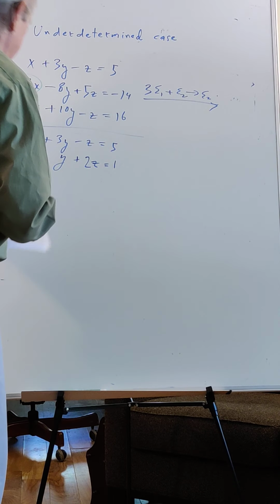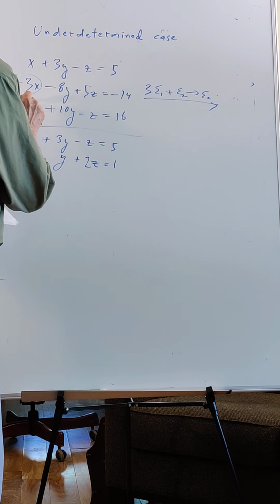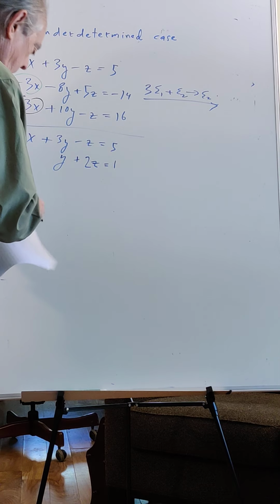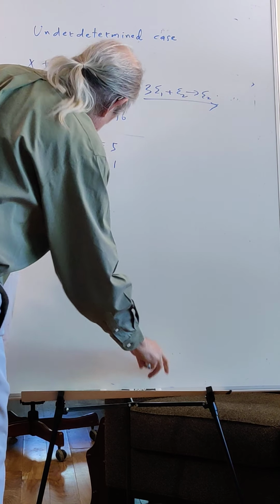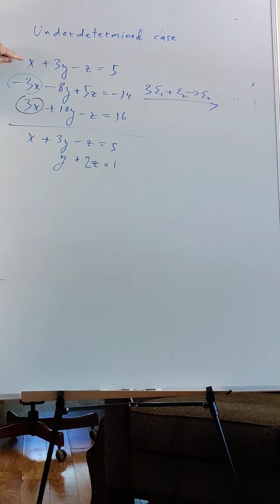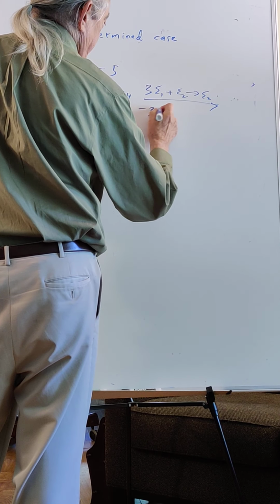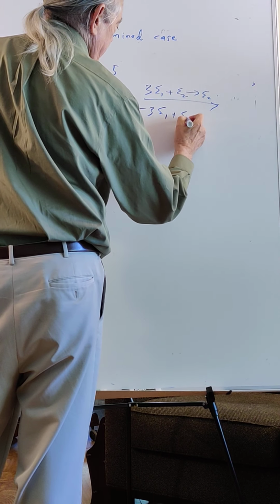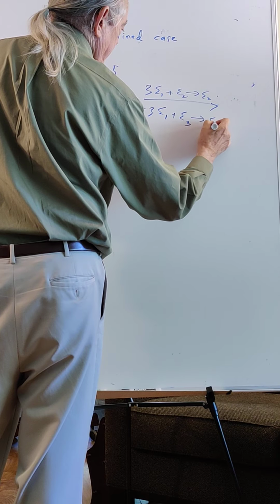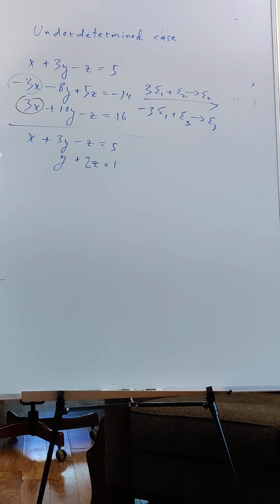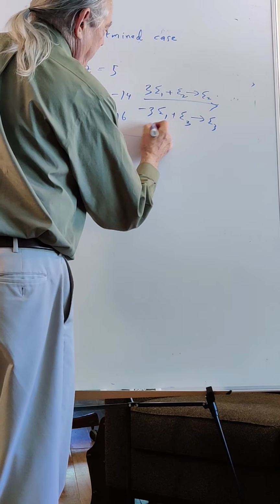So let's clear this entry. This time we multiply by negative 3 and add, right? We want to add to 3x and get 0, so we need to add negative 3x. So we multiply by negative 3 and add. So this is two operations combined here.